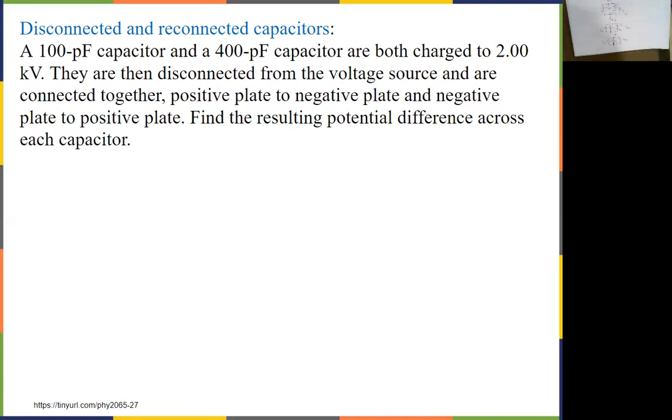It says if you have two capacitors, a 100 picofarad and a 400 picofarad capacitor, they are both charged to 2 kilovolts. They are then disconnected from the voltage source and are connected together, positive plate to negative plate and negative plate to positive plate. It's asking you to find the resulting potential difference across each capacitor. You can think about how you want to do this as I draw the figures on my paper here.